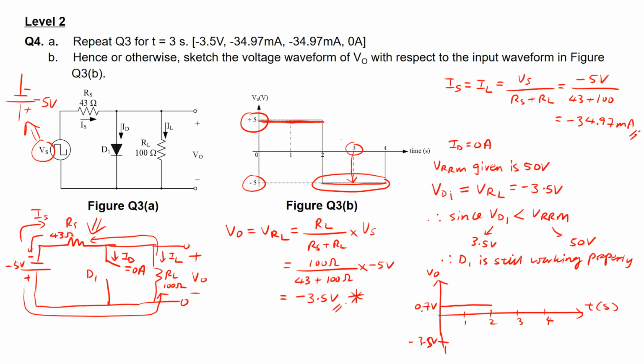So this minus 3.5 volts will be seen at the output voltage V0 from 2 to 4 seconds, and then you just have to join up these 2 points. That's the sketch of the voltage waveform V0 from 0 seconds to 4 seconds. And this is all for week 1 tutorial 2.